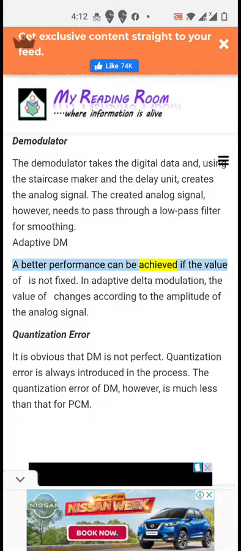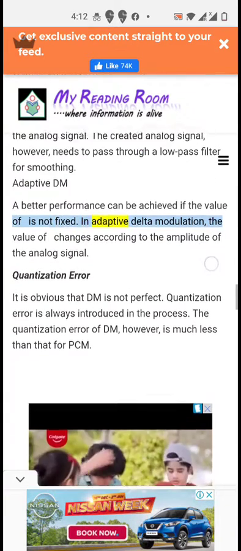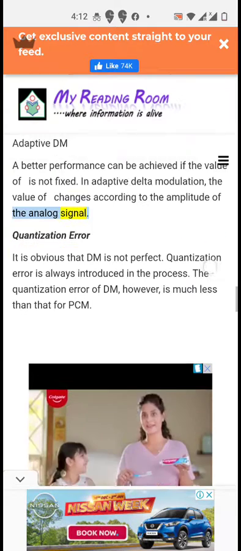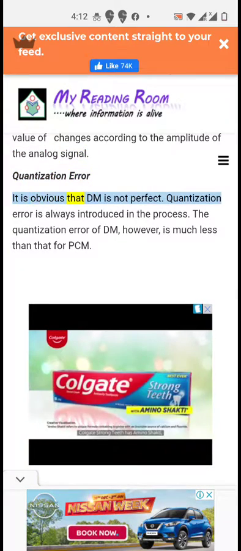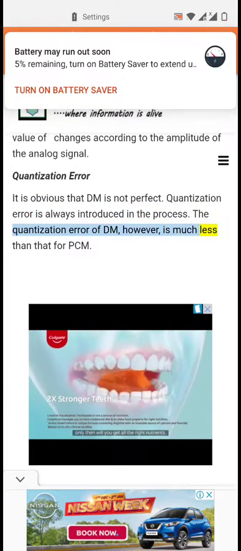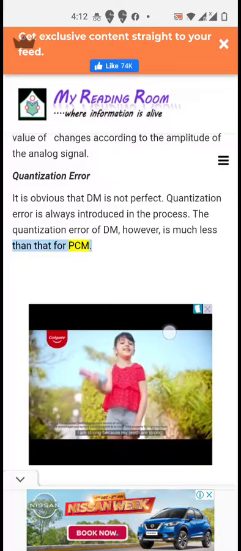Adaptive DM. A better performance can be achieved if the value of Δ is not fixed. In adaptive delta modulation, the value of Δ changes according to the amplitude of the analog signal. Quantization error. It is obvious that DM is not perfect. Quantization error is always introduced in the process. The quantization error of DM, however, is much less than that for PCM.